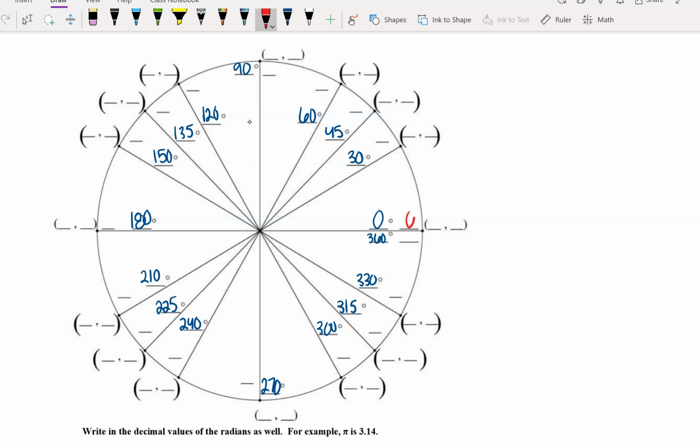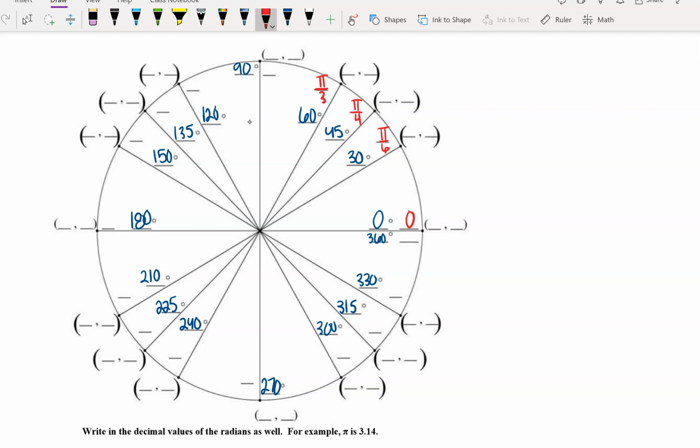0 degrees is also 0 radians. And you're going to have to start memorizing these things. 30 degrees is pi over 6. So 30 always goes with pi over 6. 45 degrees is pi over 4, always. 60 degrees is pi over 3.